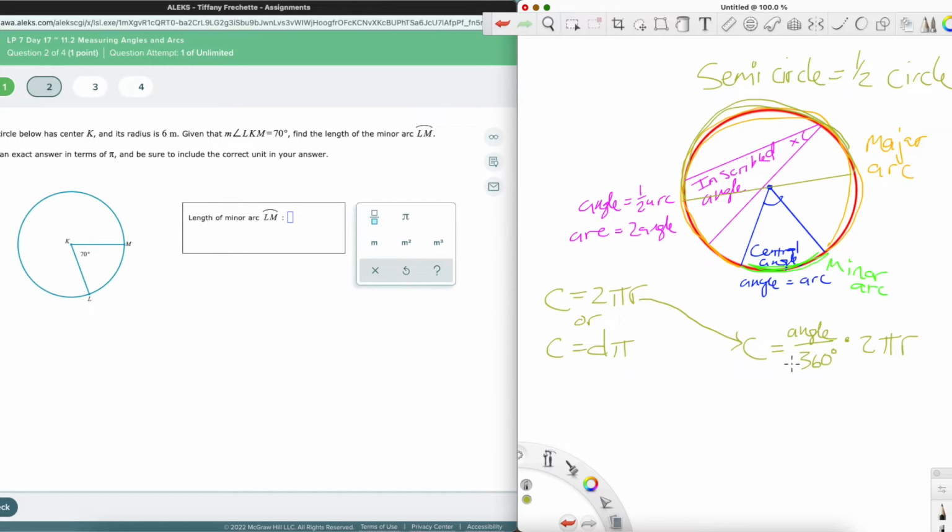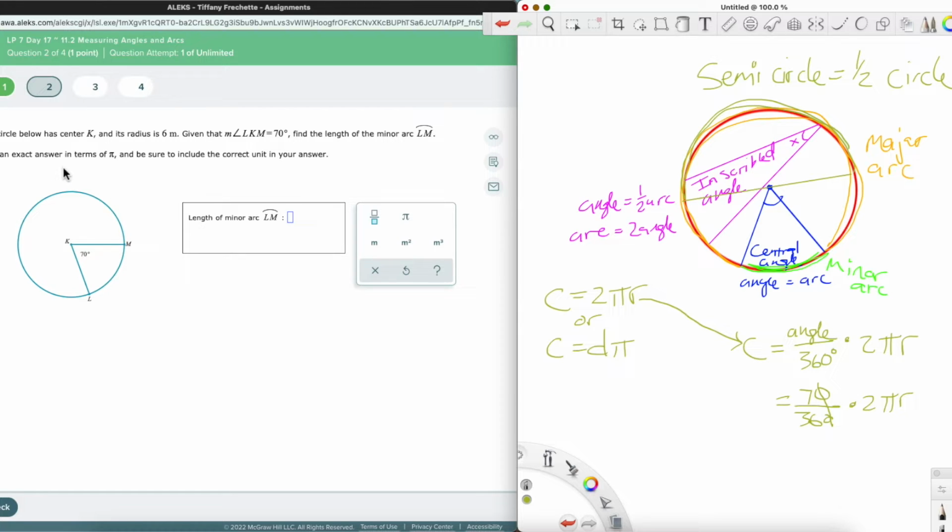So here's my original equation, and this is my fractional piece, because it's only a part. Whatever angle they give me, which is 70, divided by 360, gives me the part of the circle I care about. So I'm going to go 70 over 360 times 2 pi r. If I start reducing, I can divide both by 10, so I get 7 and 36.